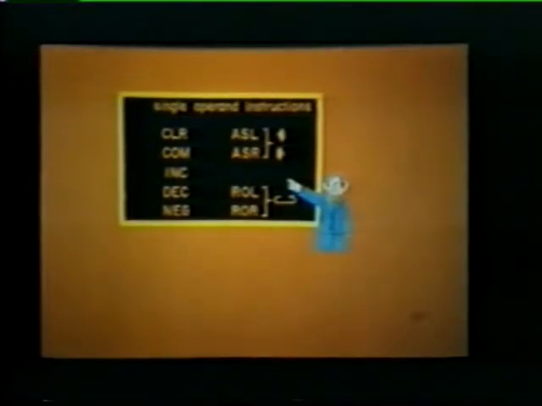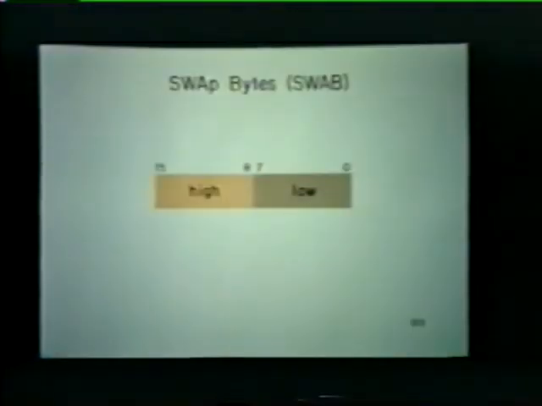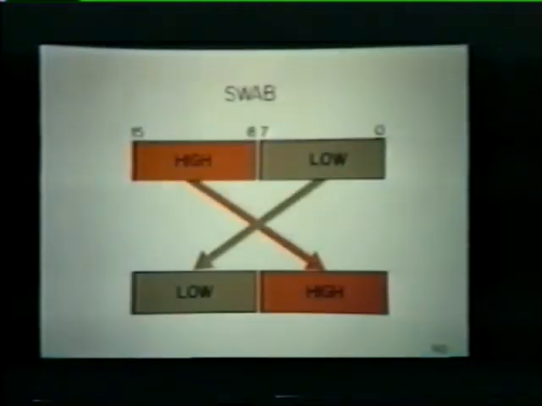We've covered quite a bit so far: 5 different single operand instructions, plus operation of the 2 shift and 2 rotate instructions. That makes 9 single operand instructions. How many more are there? There are only 2 more single operand instructions that we will discuss. The first is the swap bytes, or SWAB, instruction. Remember the high and low bytes that comprise any PDP-11 word? Well, the SWAB instruction simply reverses these bytes so that the low byte moves into the high byte position and vice versa. What could be more simple?